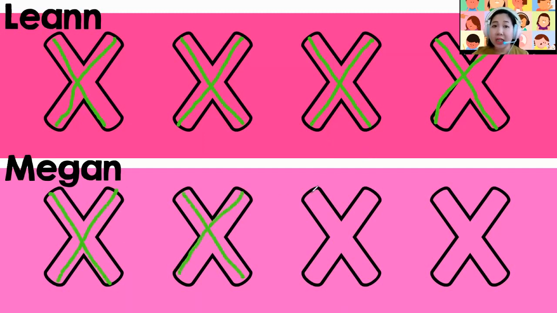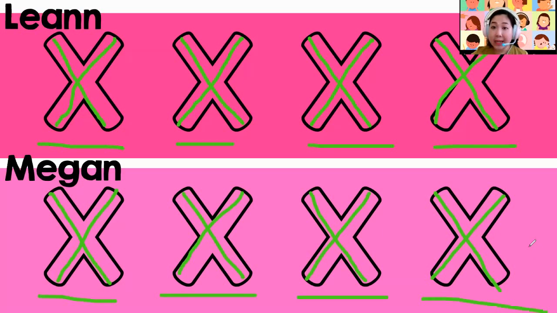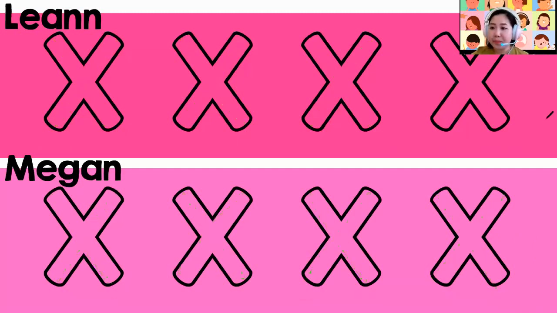Never start your letters at the bottom. Always start at the top. Criss cross, criss cross, we have our capital letter X. Did you write your letter X also? Did you write 1, 2, 3, 4, 5, 6, 7, 8 letter X? Wow, that's very nice. You can also practice writing your other letters on your whiteboard.